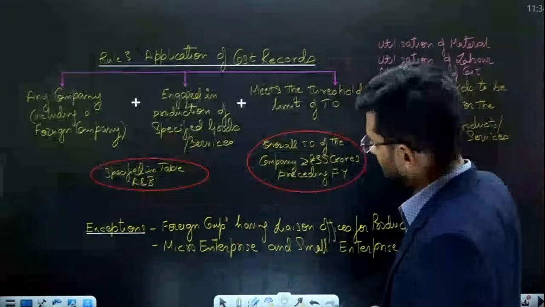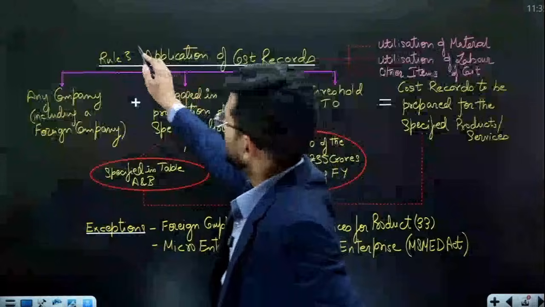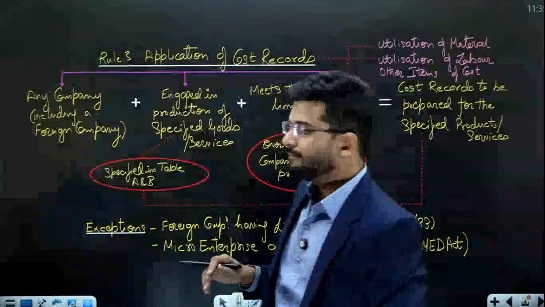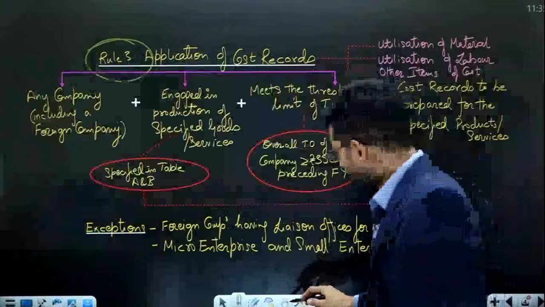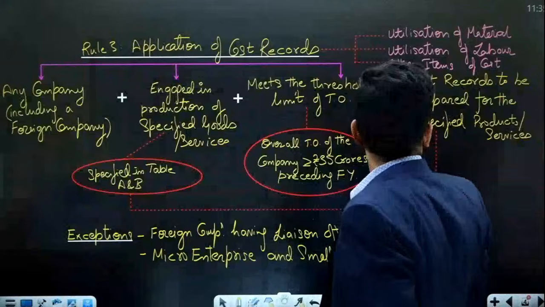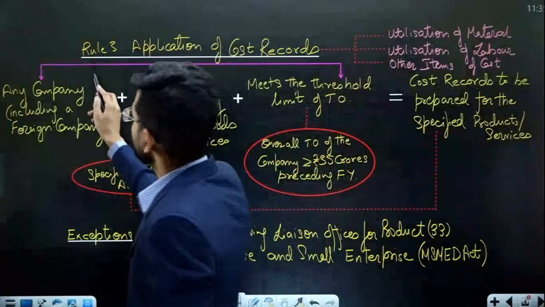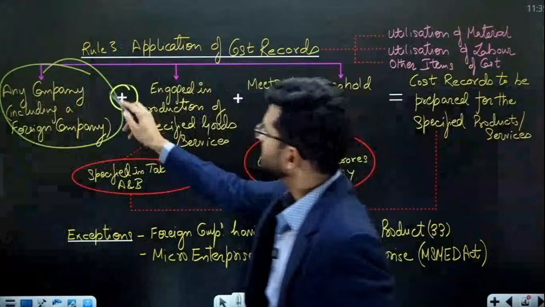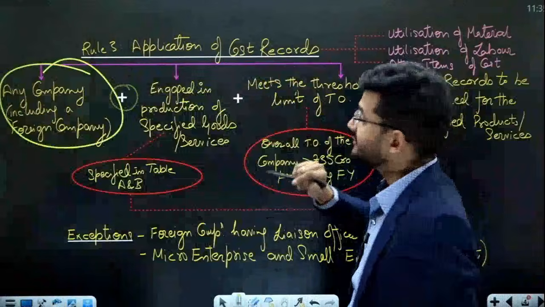Now we have already understood that. You know what the rule 3 is? Text of rule 3 we have already read. Now this is the chart of rule 3, a very, very useful chart where you can revise the entire rule 3 in a very short span of time. Okay, it says any company including a foreign company, plus, which means all the conditions should be cumulatively satisfied.